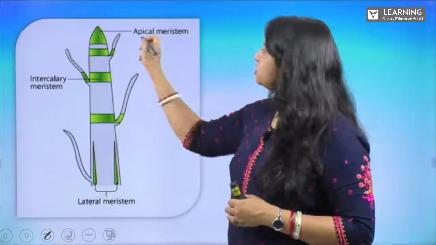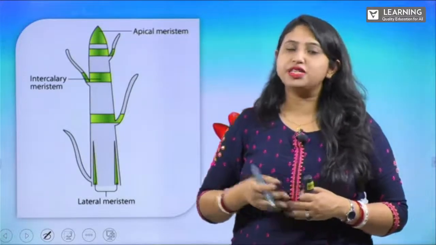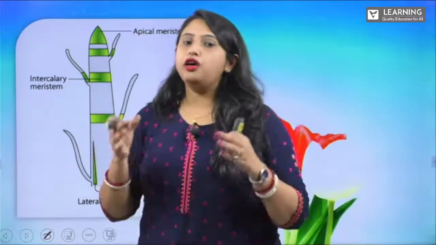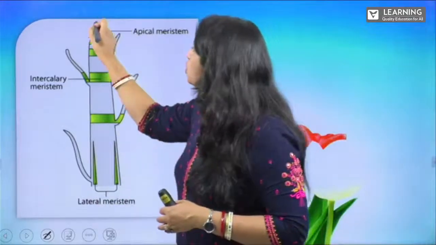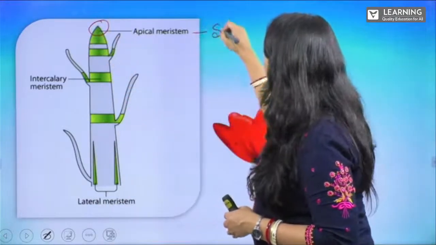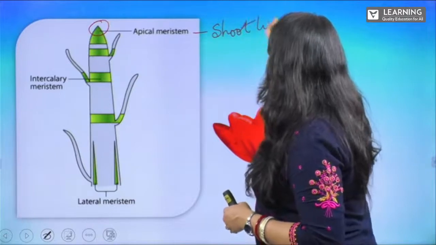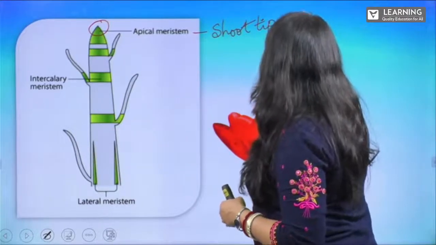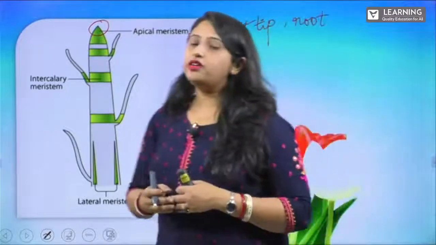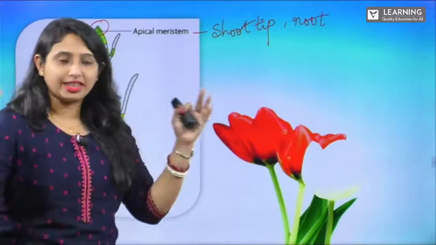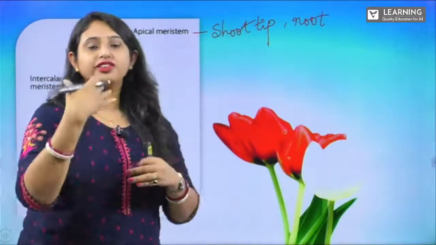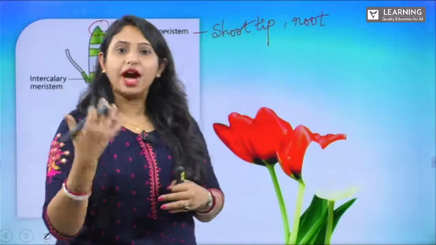As you can see, this is your apical meristem. Apical meristem is basically responsible for growth. They are responsible for increasing the length or height of the plant. They are present in the shoot tip and the root tip. They are not responsible for increasing the thickness. So they are the primary meristem.